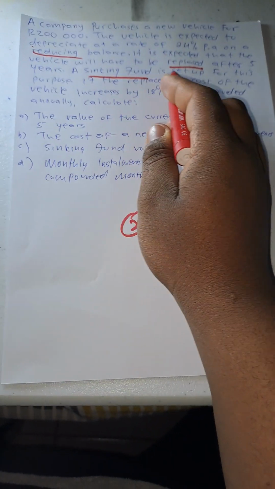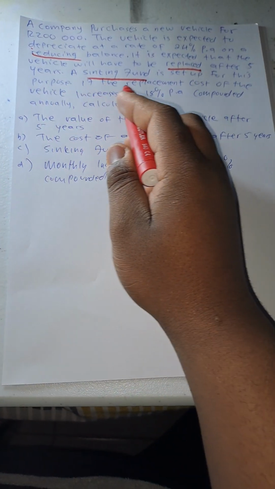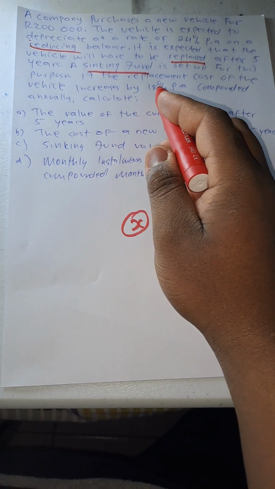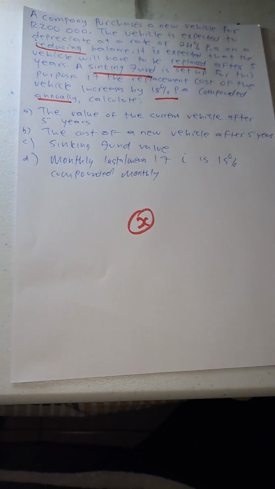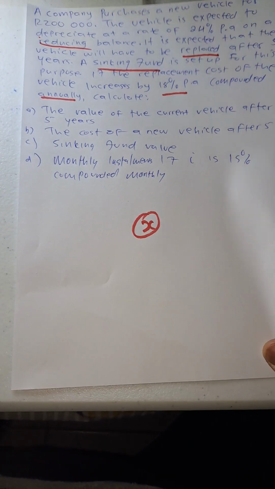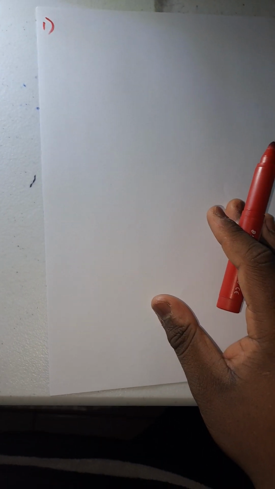A sinking fund is set up for this purpose. If the replacement cost of the vehicle increases by 18% compounded annually, calculate the value of the current vehicle after 5 years. Basically, they want the depreciated amount of that car after 5 years, right? So now let's go.